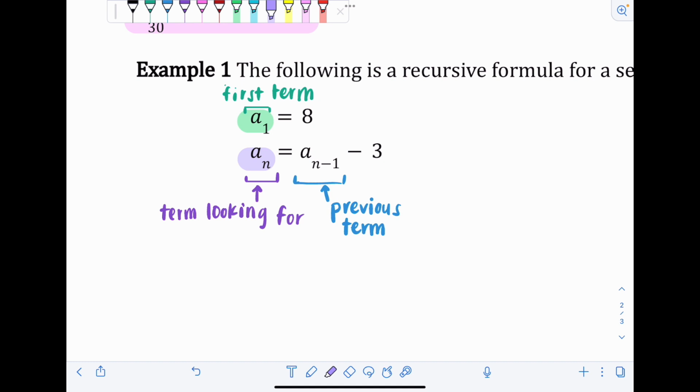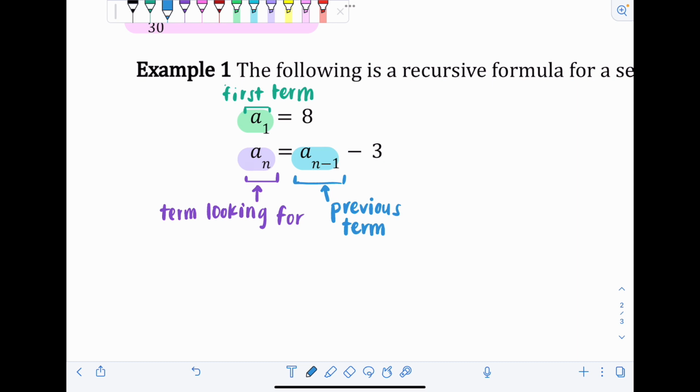And then the A with the n minus 1 is saying the term before the one you're looking for. So if you're looking for, say, the 6th term, then the previous term would be 6 minus 1, so the 5th term. Okay, this takes time to get comfortable with, so it's okay. Just give yourself grace and maybe make a note card.